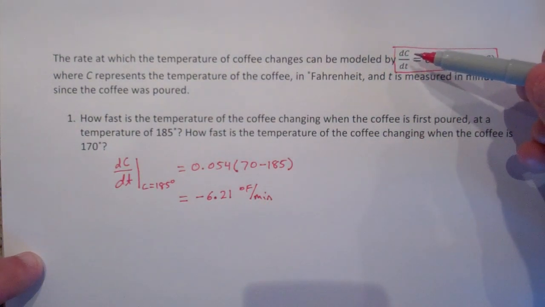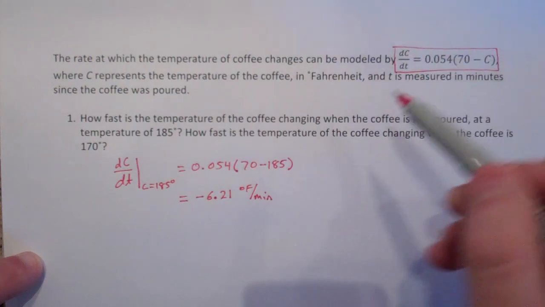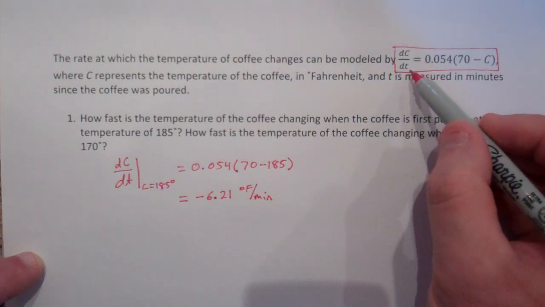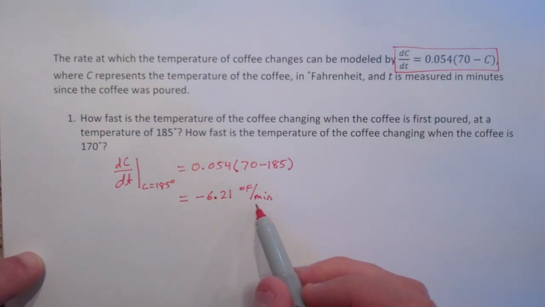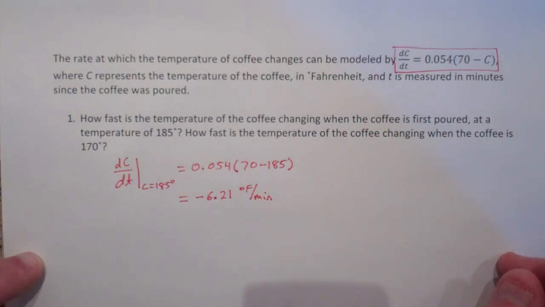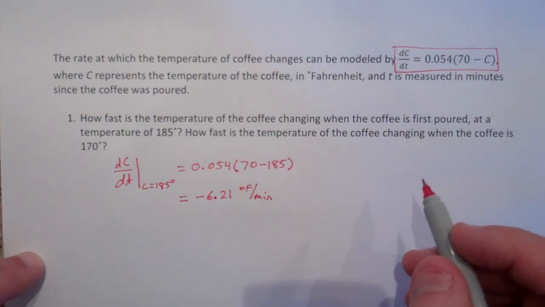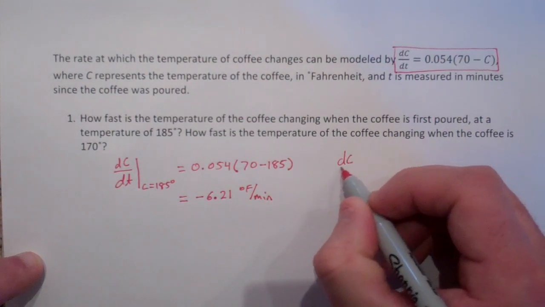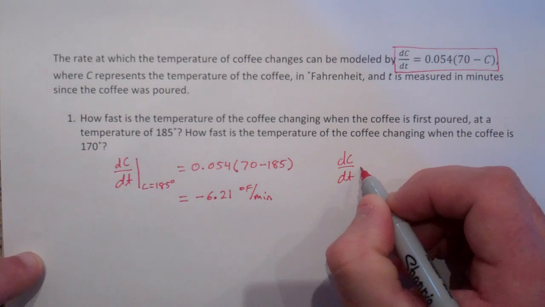Go right back to the notation on the left-hand side. C is measured in degrees Fahrenheit, and it's in the top. And then T is measured in minutes, so that'll be your notation for the bottom.